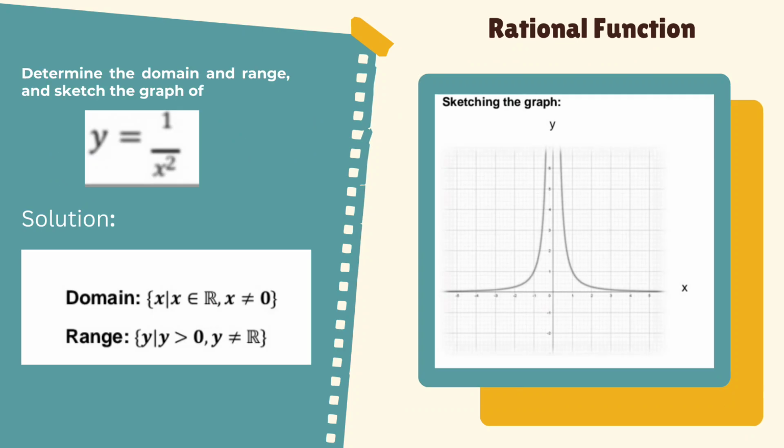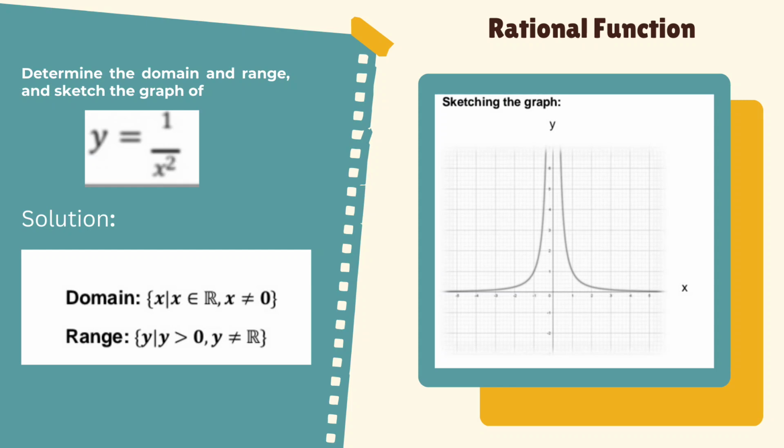The fourth type of function is the rational function. If a function can be expressed as the quotient of two polynomial functions, it is called a rational function. Any equation defined by f(x) = p(x)/q(x), where q(x) is not equal to 0, and where p(x) and q(x) are algebraic functions, is called a rational function. To understand the graph of the rational function, let's have an example.